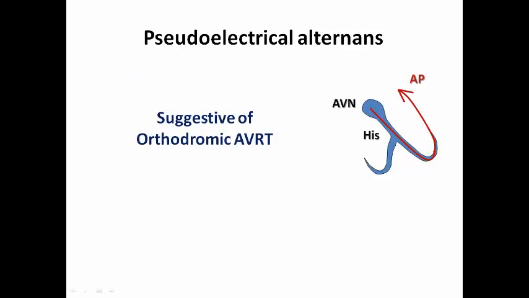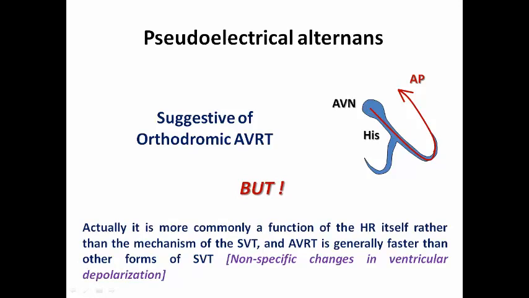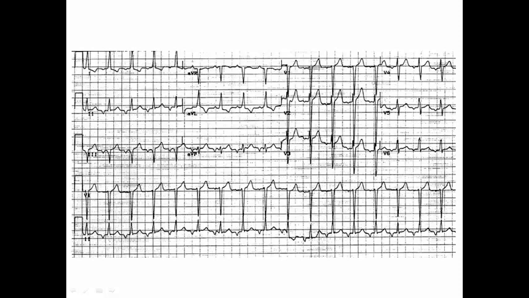And of course, one of the very famous facts about this is that it is suggestive of orthodromic AVRT, but also remember that pseudoelectrical alternans is a matter of heart rate itself rather than the mechanism of SVT. It may appear more commonly with orthodromic AVRT because, in general, orthodromic AVRT is faster than other forms of SVT, so it shows this non-specific change in ventricular depolarization. Pseudoelectrical alternans can occur with AVRT, with AVNRT, or even with atrial tachycardia, but it is more common with AVRT.